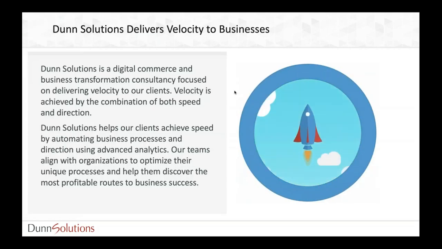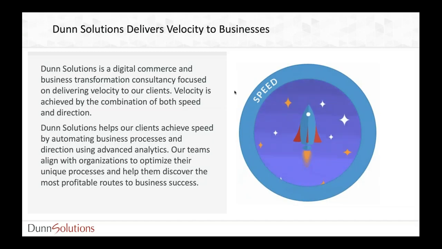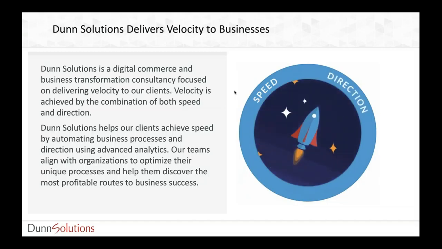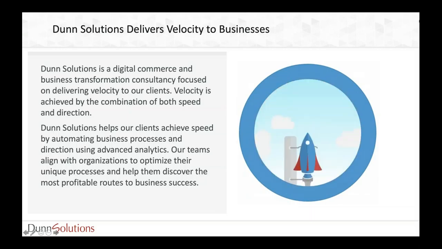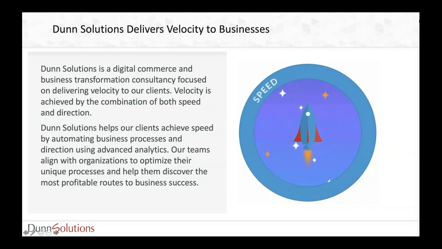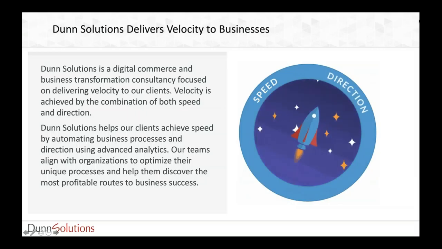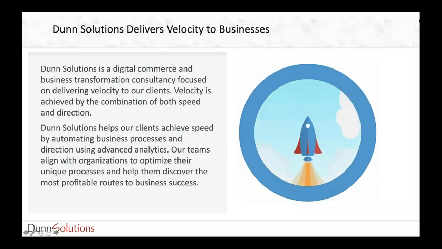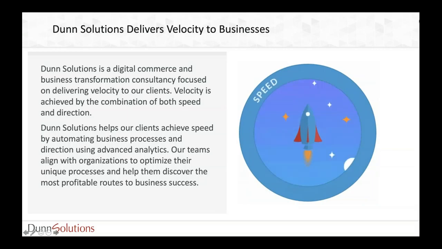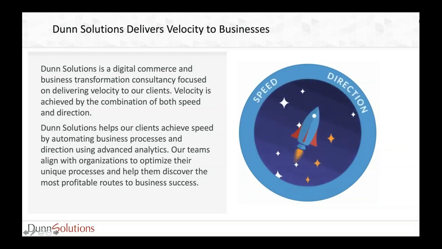So Dun Solutions Group is a digital transformation consultancy. We bring velocity to our clients. Now, as you might remember from old physics classes, velocity consists of two components, which is speed and direction. It's a vector quantity, not a scalar. So we like to think of Dun Solutions as something that provides both speed and direction. After all, if you're going to go fast, go in the right direction.